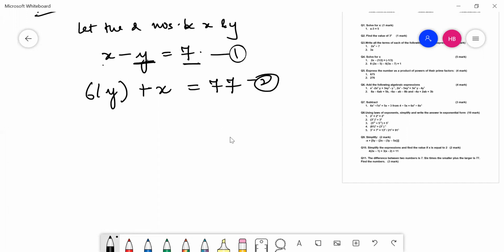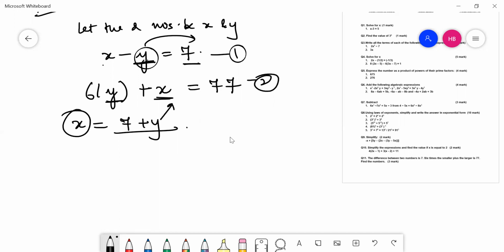and y. Since I know how to solve an equation only in one variable, I'm going to write x in terms of y. So what is x? x is 7 plus y, correct? If I take y on the other side of the equation, minus y will become plus y. So can I write x as 7 plus y? If I can, I'm just going to put x as 7 plus y in the second equation. So it would be 6y plus, because x is 7 plus y, 7 plus y is equal to 77, right?